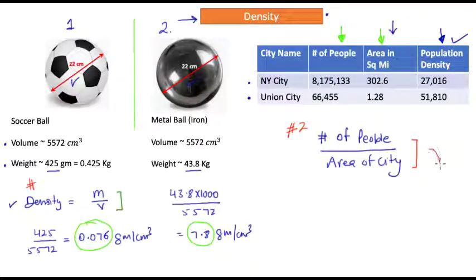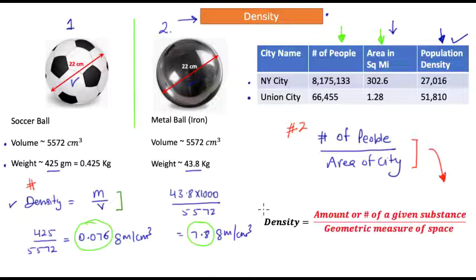So this leads us to another universal definition of density: density is the amount or number of a given substance divided by the geometric measure of space. When we had that amount as mass, just like in case number 1, and divided it by the volume, which is a geometric measure of space, what we obtained was density. But instead, when you use the number of people as the number of a given substance and divide that by the area, which is the geometric measure of space in this specific example, then you come across what is known as the population density.